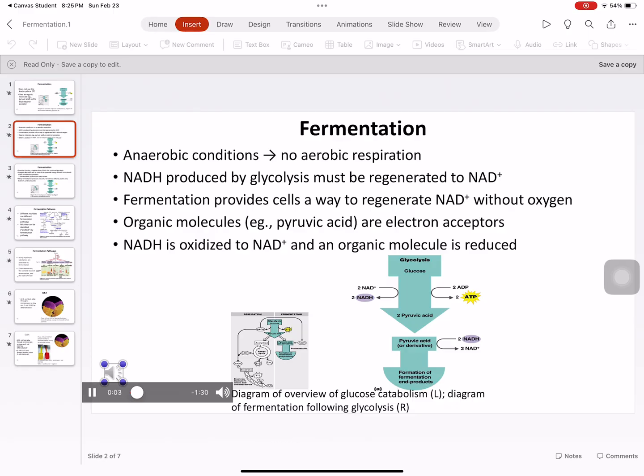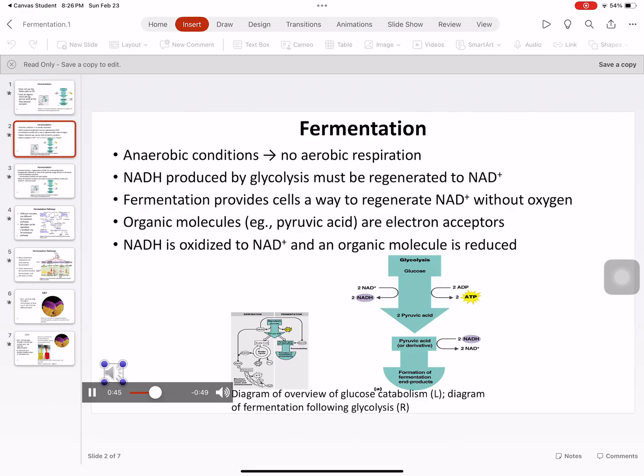So fermentation, like glycolysis, can occur under anaerobic conditions, that is, where there's no oxygen. And we're going to use fermentation to regenerate our NAD. So what fermentation does in a nutshell is it provides cells a way to regenerate NAD without there being oxygen or without there being another inorganic molecule to serve as the terminal electron acceptor.